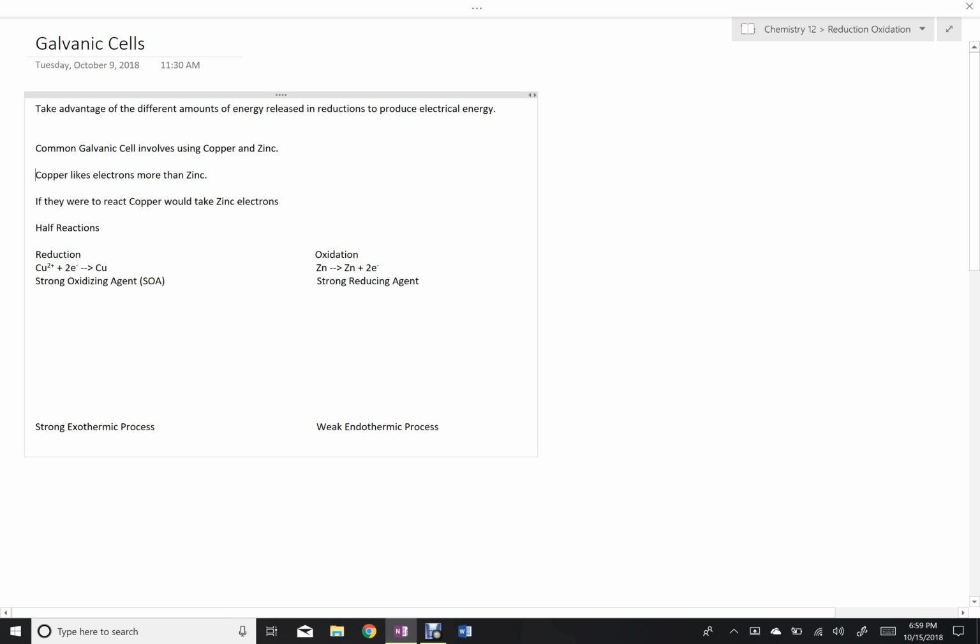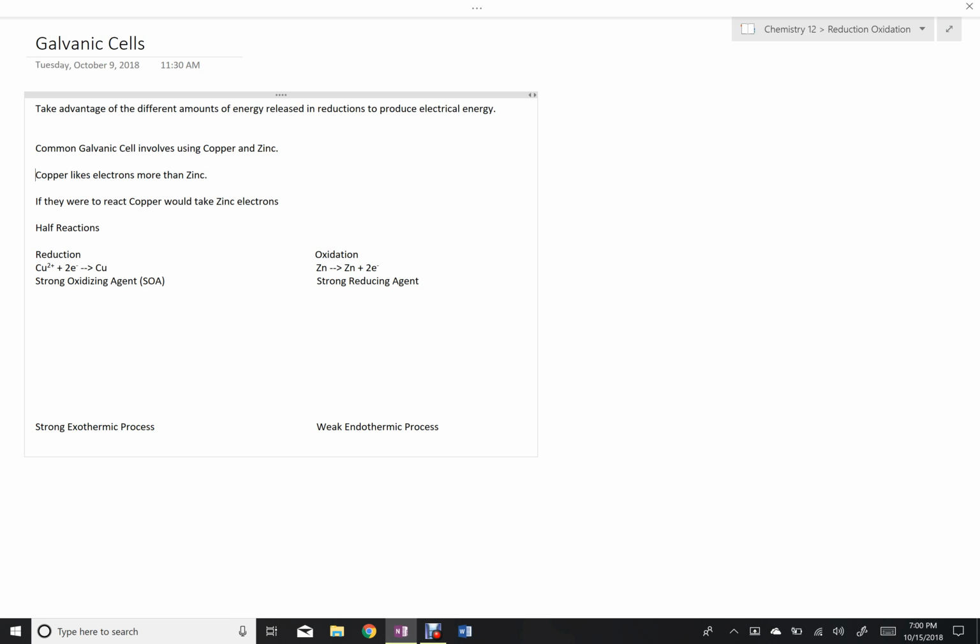Galvanic cells. Galvanic cells take advantage of the fact that when some atoms get electrons, they release more energy than when other atoms do. And so if we take electrons from an atom like zinc that doesn't like its electrons all that much, and we give them to copper, an atom that likes electrons more than zinc, then we can get a gain in energy there, and that energy can allow us to produce electrical energy. So let's look at these two half reactions and think about how we can exploit this to produce energy.